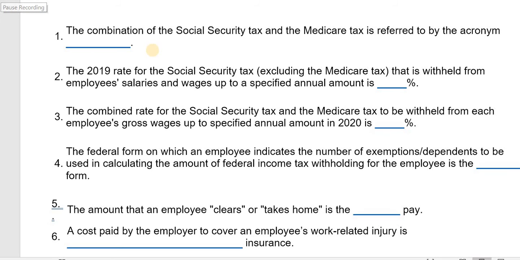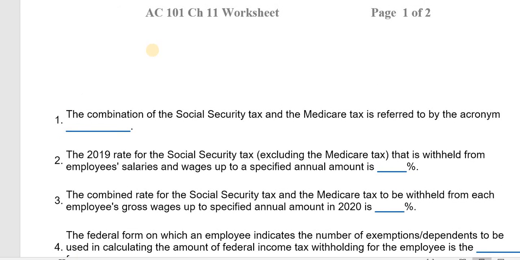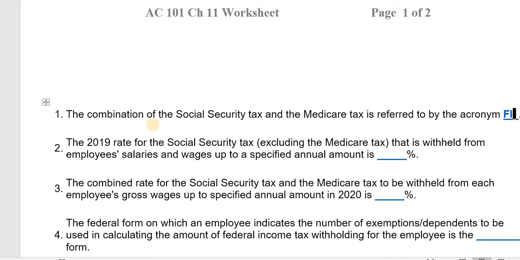In this video, we're going to work through the worksheet for Chapter 11. So let's go. Number 1, the combination of Social Security tax and Medicare tax is referred to by the acronym, you ready? FICA.